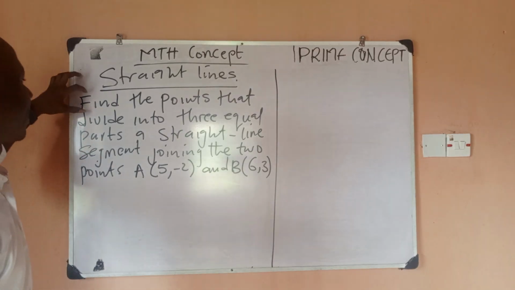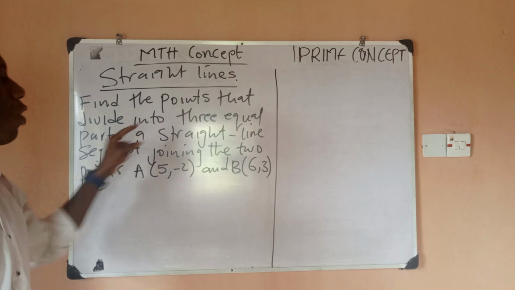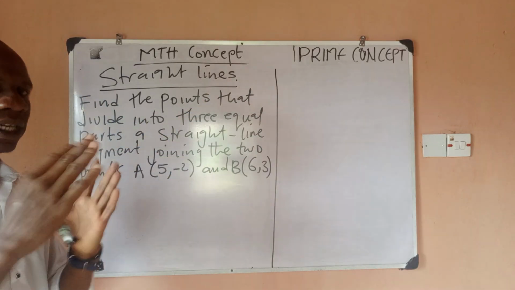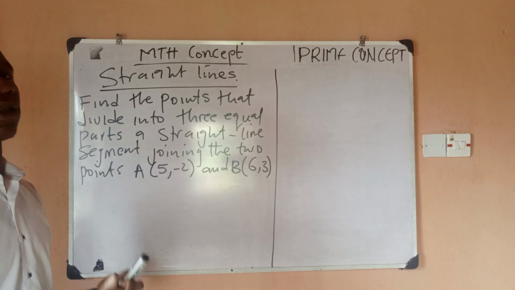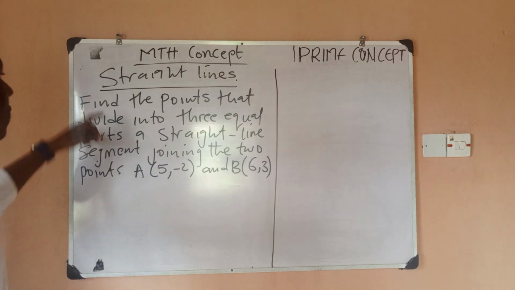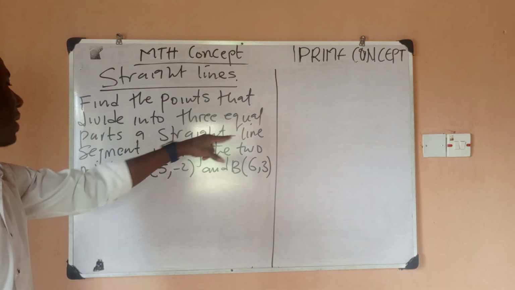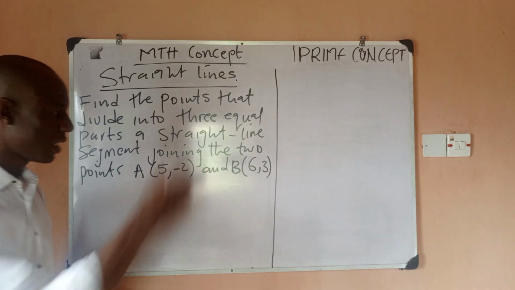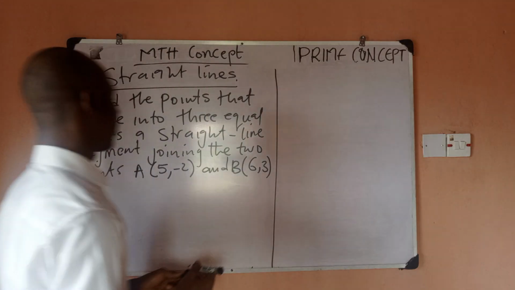The question says, find the point that divides into three equal parts. So there are points that divide a line into three equal parts. Now, if you have a straight line that is being divided into three equal parts, it means you would have how many points dividing that? 2 points. So find the points that divide into three equal parts a straight line segment joining the 2 points A and B. So let's sketch the diagram for this and see how it would look.